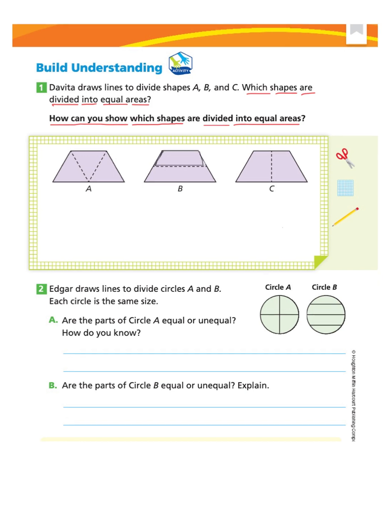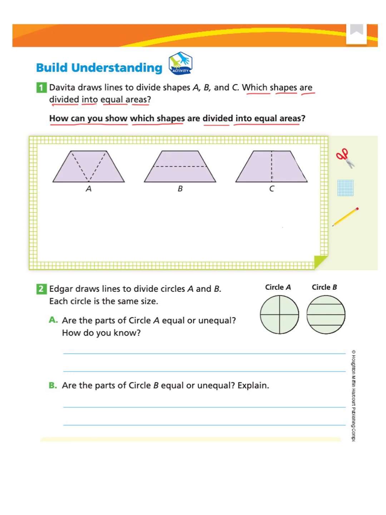Now I'm going to look at shape B, and I'm going to take this top section and place it underneath. You can see right away that it does not match the top section to the bottom section. They are not equal. So that lets me know that shape B is not divided into equal areas.